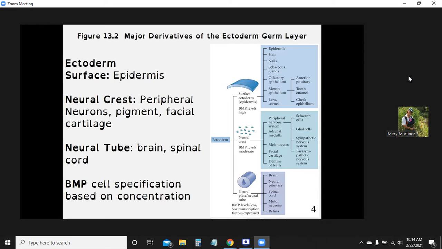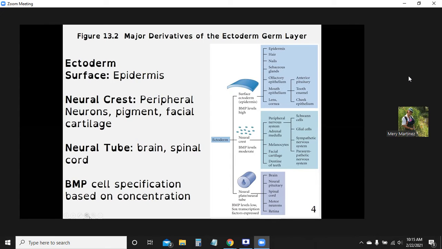But we're also going to have the neural plate. Okay, so that neural plate, as we're going to see later, will become that neural tube later on. So we're going to have different molecules, and in this case, we're going to be talking about the BMPs, bone morphogenetic proteins, that are going to be playing a role in the specification of the cells. Once again, we're going to have a gradient, as we're going to be seeing.